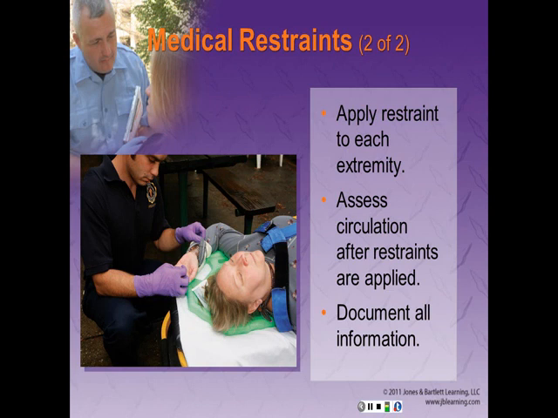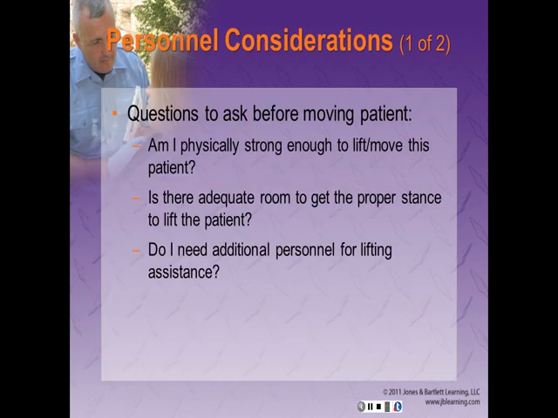Each extremity should have a restraint applied to it. Preferably, the patient should be restrained on a backboard with one arm above his or her head and the other by his or her side. This limits the patient's ability to move and fight. Assess the patient's circulation after you apply the restraints and document all of the information.